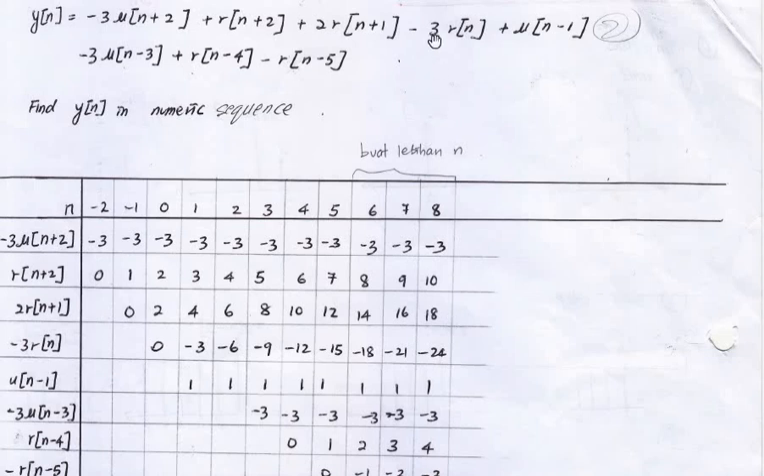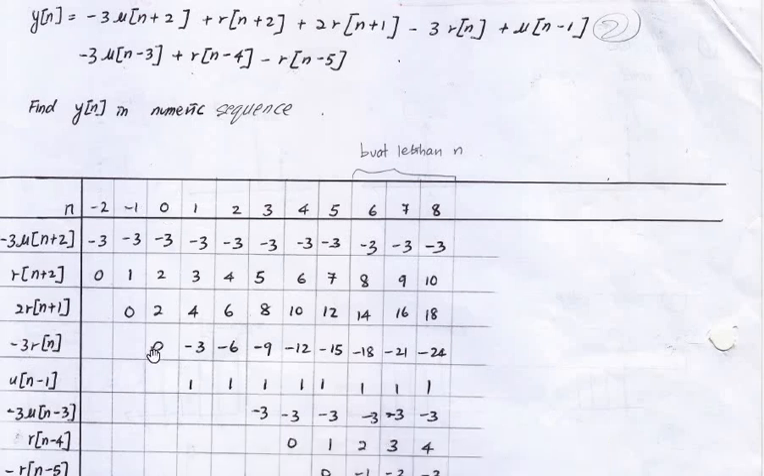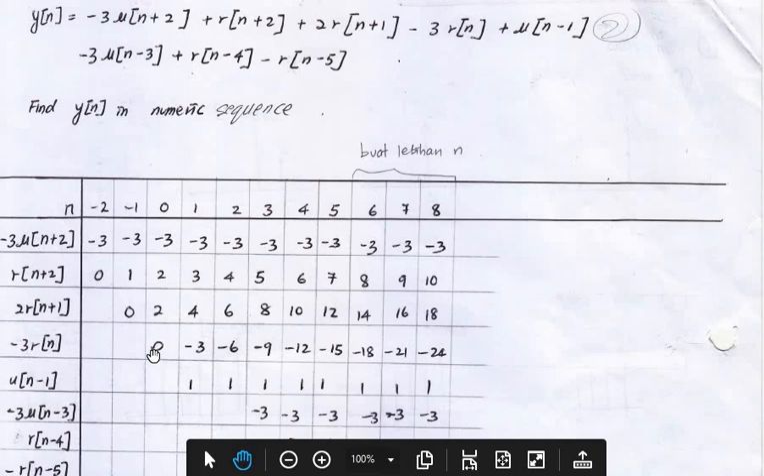Next signal is -3r[n]. So each increment is -3. It's a ramp signal starting at n equals 0. So when n equals 0, you start with 0 and then -3, -6, -9, -12 up to n equals 8.